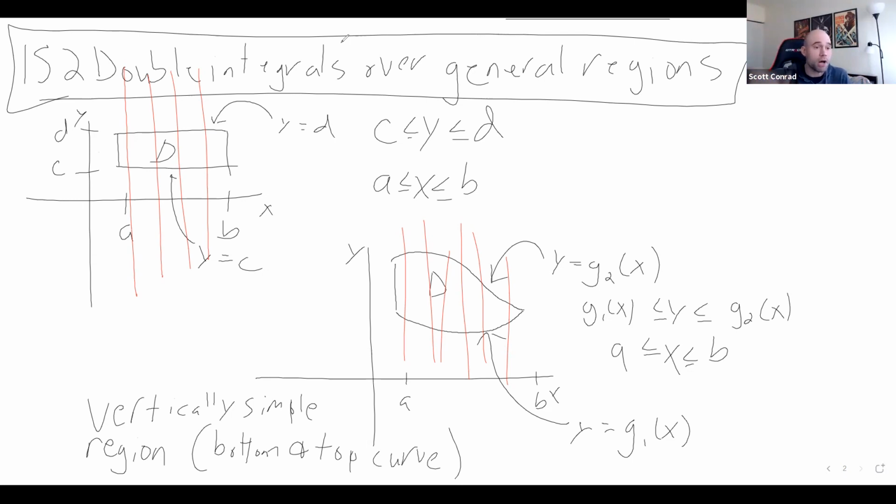The important thing is that the bottom curve you can write as the same equation y equals g1 of x, and the top, the same equation y equals g2 of x. And then we just say x goes from a to b. So that's one type of region we're going to look at today. The other type is the opposite now. Instead of a definite top and bottom curve, we have a definite left and right curve.